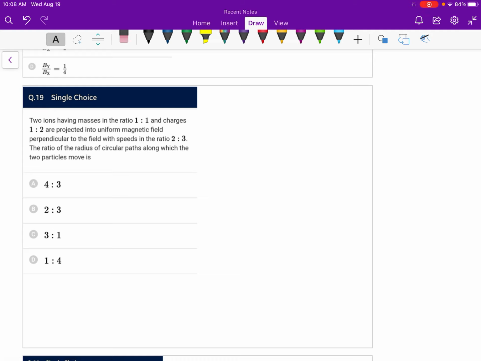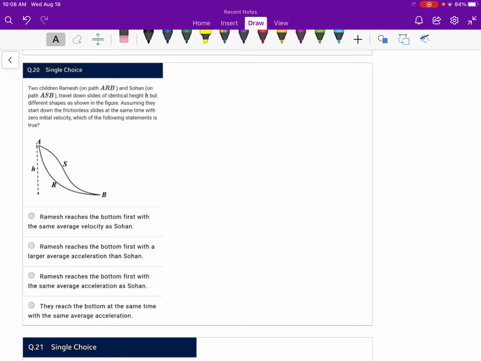Two ions have masses, charges and speeds in this ratio; find the ratio of radii of their circular paths. So R is mv by qB, that is proportional to mv by q. So R1 upon R2: mass ratio 1, velocity ratio 2 by 3 and charge ratio 1 by 2. So this is 4 by 3. So the answer is A, 4 by 3.